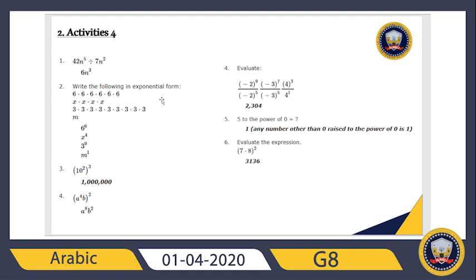Okay, write the following in exponential form. 6 times 6, how many times? 6 times, so this is 6 to the power of 6. X multiplied by itself 4 times, then this is x to the power of 4. Here 3 multiplied by itself 9 times, so this is simplified to 3 to the power of 9. And m is multiplied once, so it is m to the power of 1.